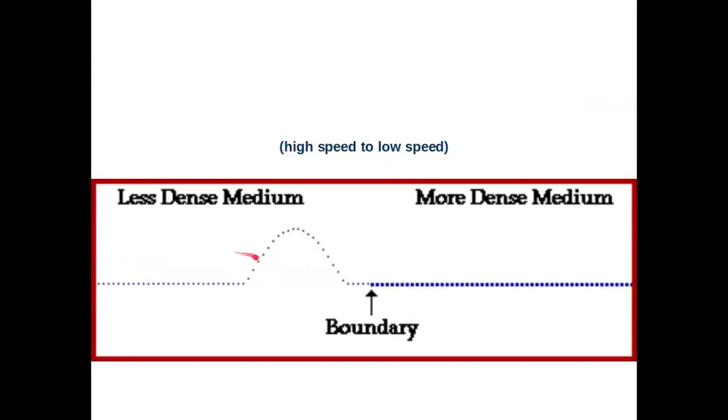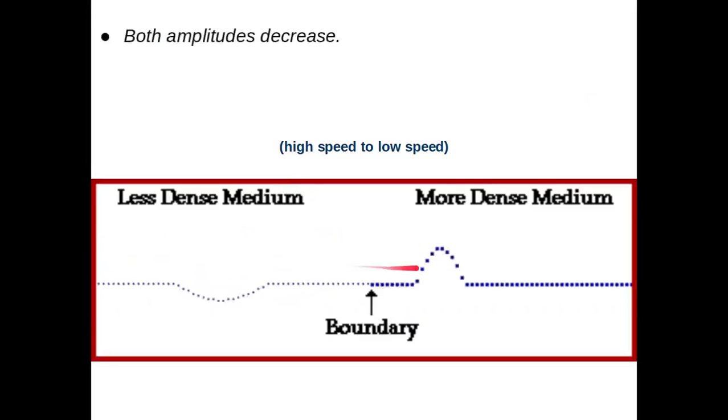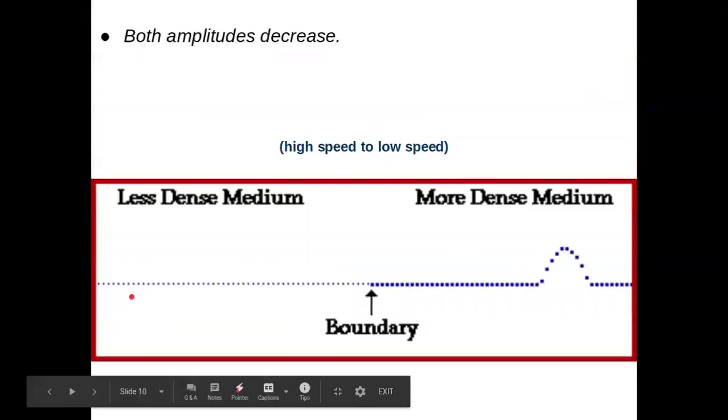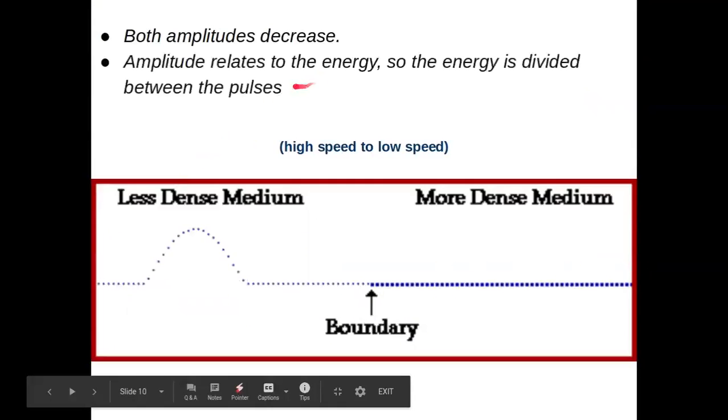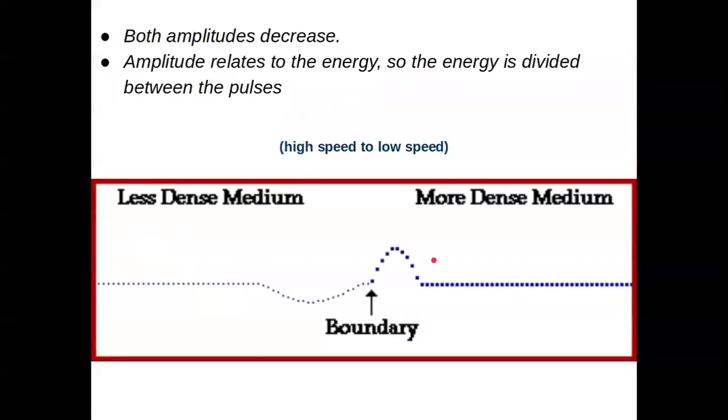A couple more things to notice, so let's put the animation back up here, is that both amplitudes decrease. So notice here comes the reflected wave or incident wave, boom. When it reflected, the amplitude went down. And again, that's because the amplitude relates to energy. So the energy is divided between the pulses. This one's going to lose some of its energy, and so that's why it's less. And then this one takes some of that energy away. So some of the energy went away with this part of the wave.